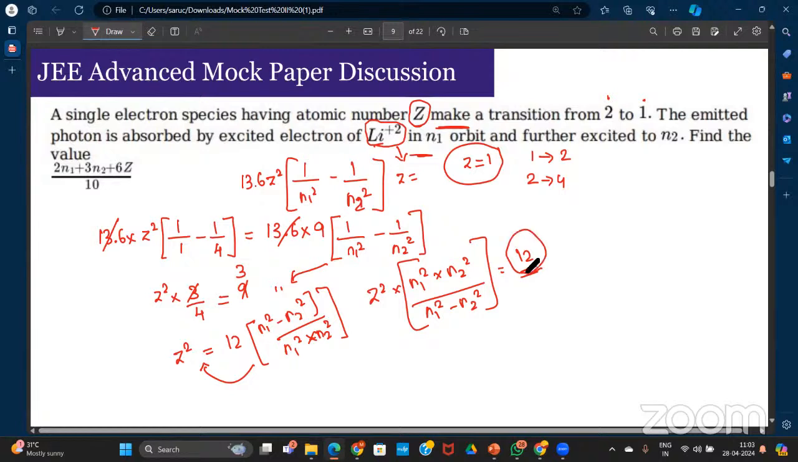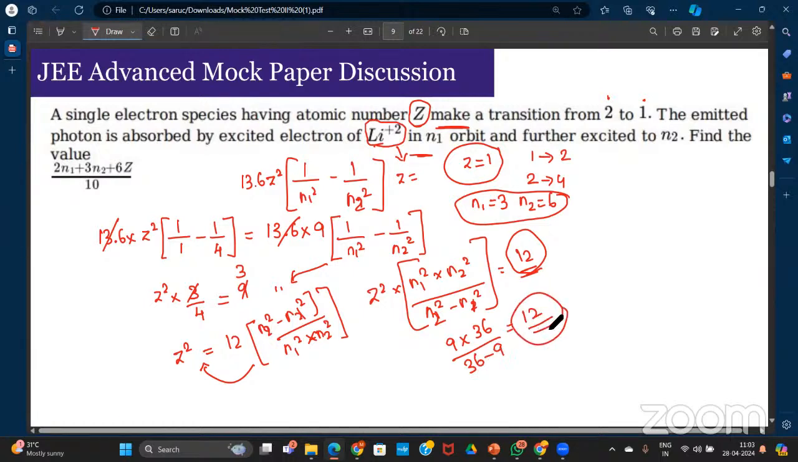If you solve this, you'll get Z is equal to 1, n1 is equal to 3, and n2 is equal to 6. So this is what you'll be getting. If you substitute n1, Z is equal to 1, and 3 squared is 9, into 36 by n2 square minus n1 square. So 36 minus 9. Will it be equal to 12? So therefore, n1 equal to 3, n2 equal to 6, that is equal to 1.